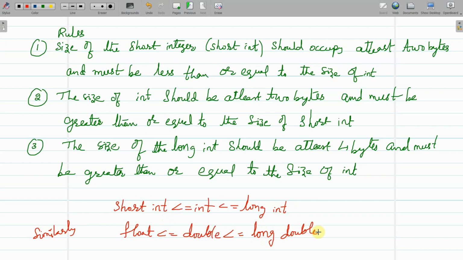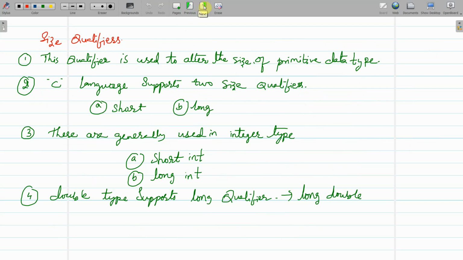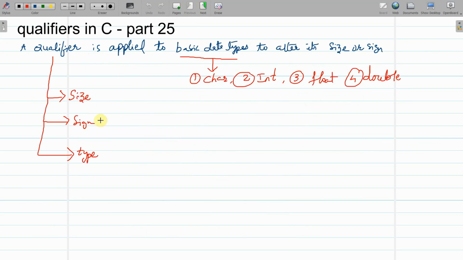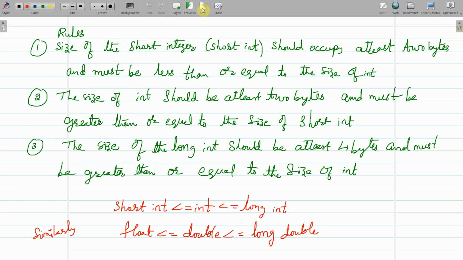Once we have seen this, we will be going into the second type of qualifiers called sign qualifiers. So this is all about the size qualifiers. Now we will be talking about the next type of qualifiers called sign qualifiers. There are two types of sign qualifiers we do have. One is called the signed qualifier. The second one is called the unsigned qualifier.